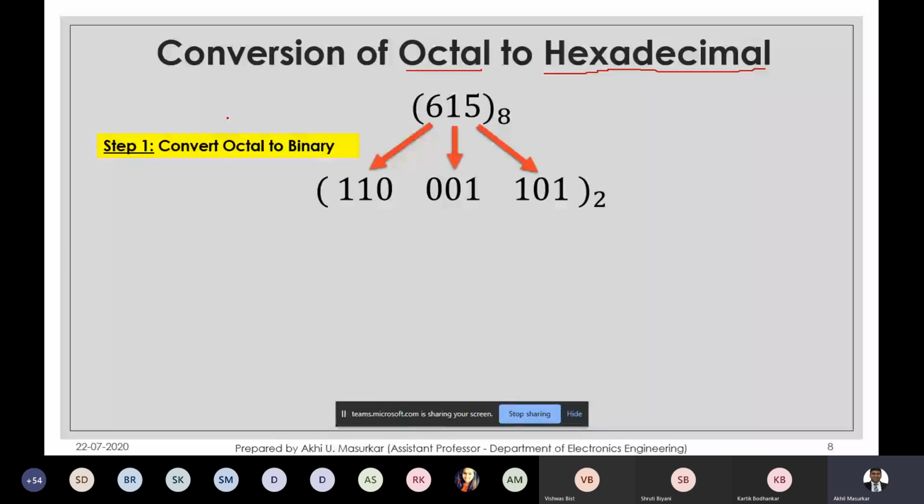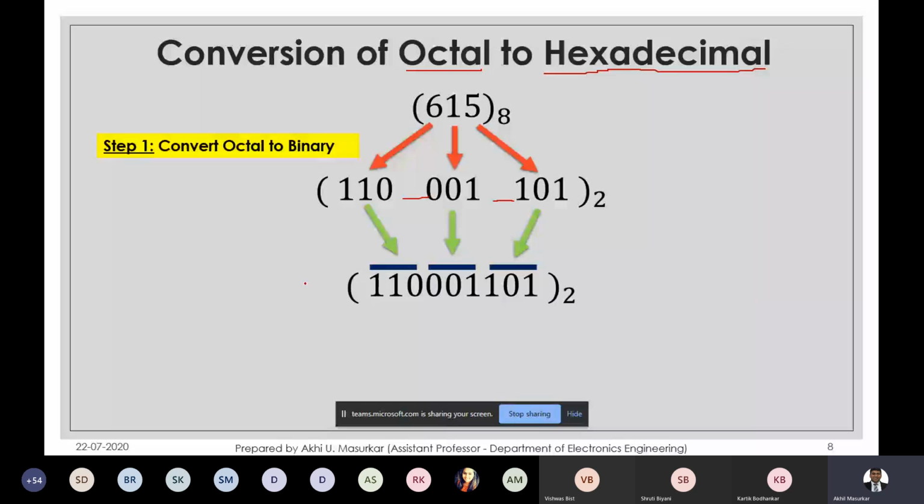Just write the binary equivalents. First of 5, 101, then 001, 110. Then I am removing the spaces and combining all of them together.